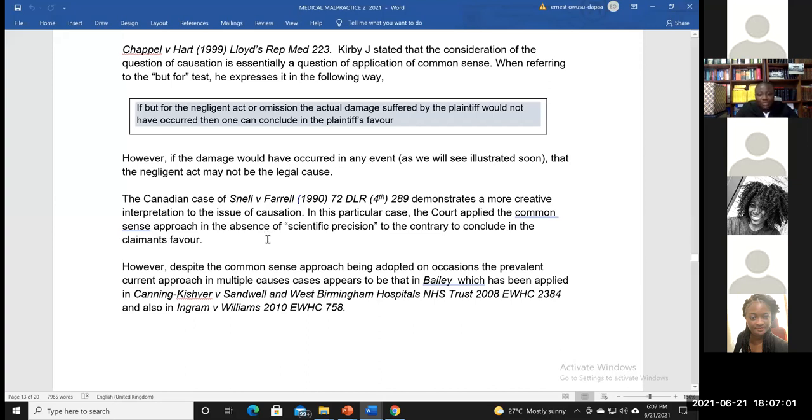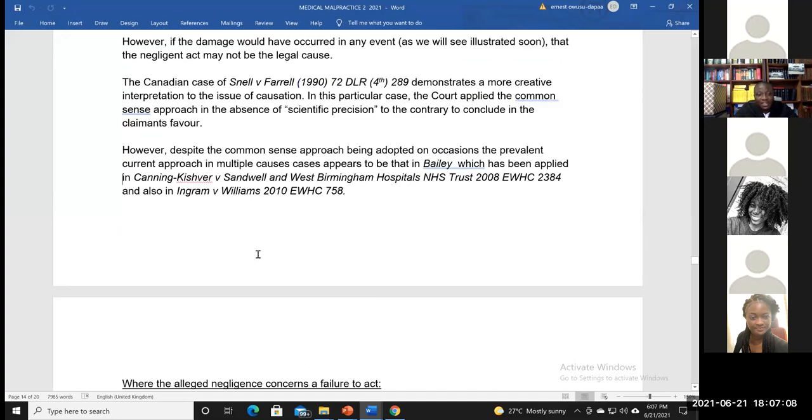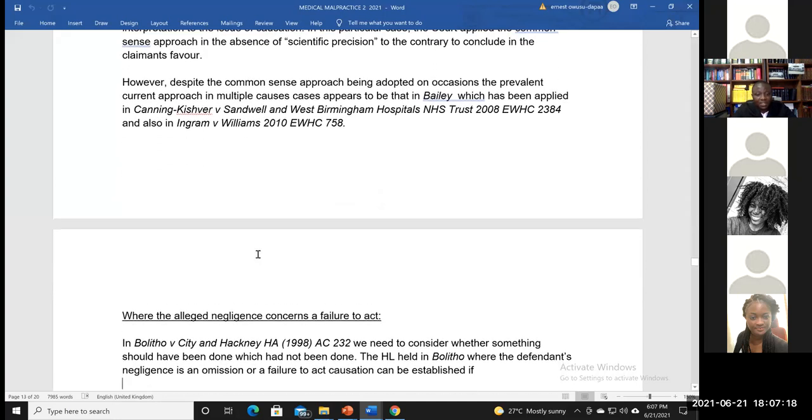So I would like you to look at all the cases that we have mentioned in the news, the Kenning, Kashava against Sandwell and West Birmingham Hospital NHS Trust, as well as the case of Ingram and Williams.